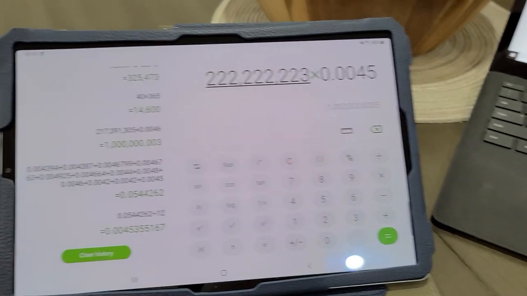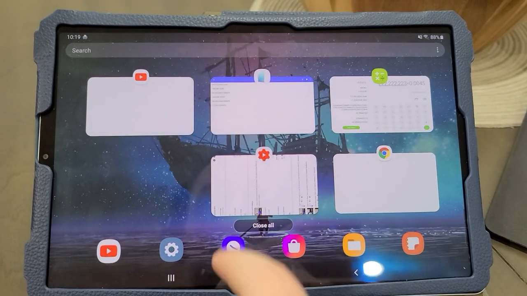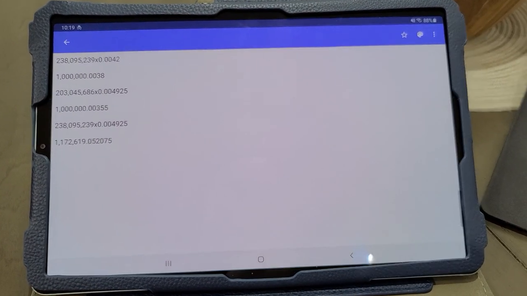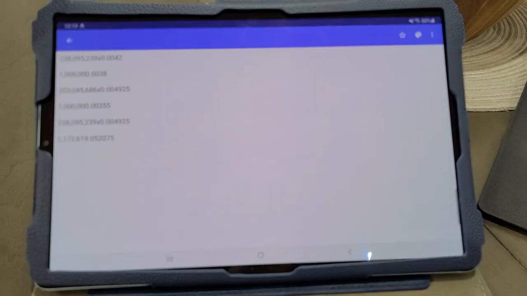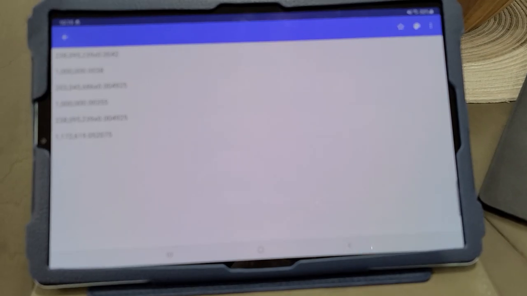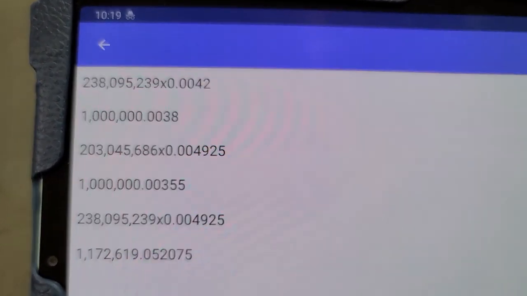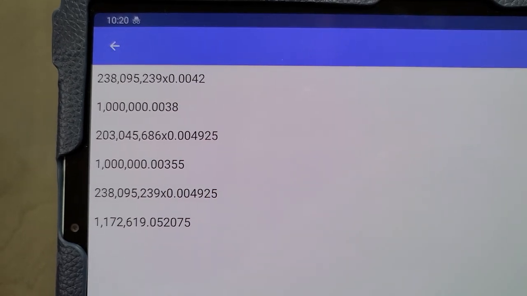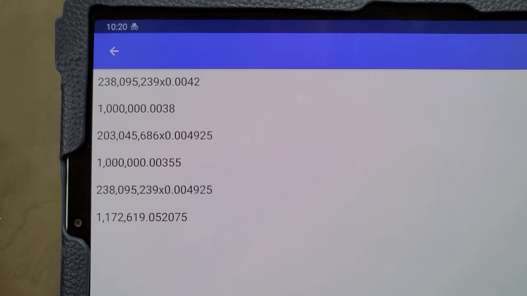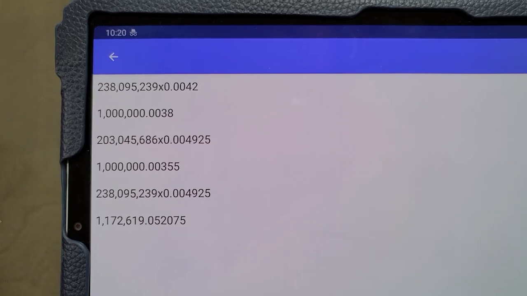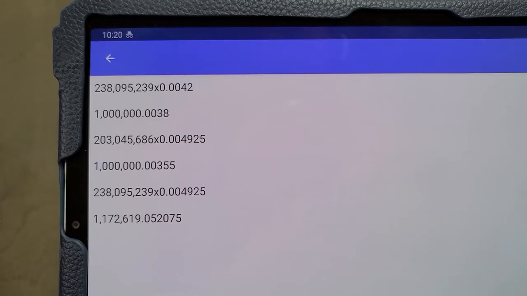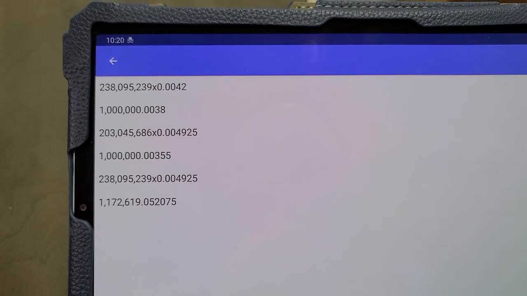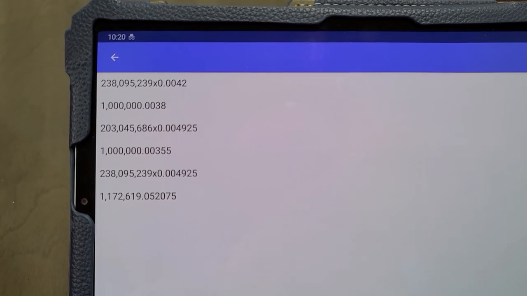All right, anyway, moving on, I actually did a bit more than that, and I decided that I was going to calculate by the lowest payout over the last 12 months and the highest, just to show you guys the difference because it was fun and why not. So for the lowest payout over the last 12 months, you would have needed 238,095,239 page reads at 0.0042 cents per page read for you to make $1 million.